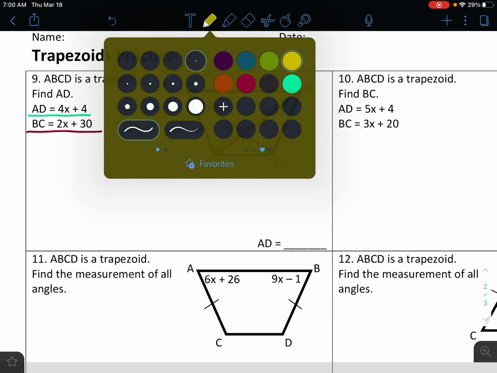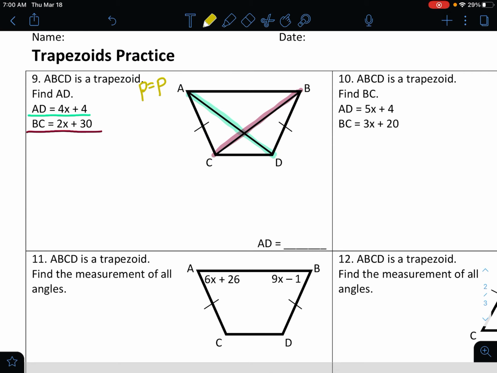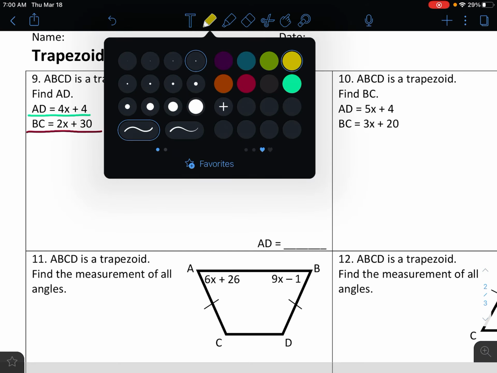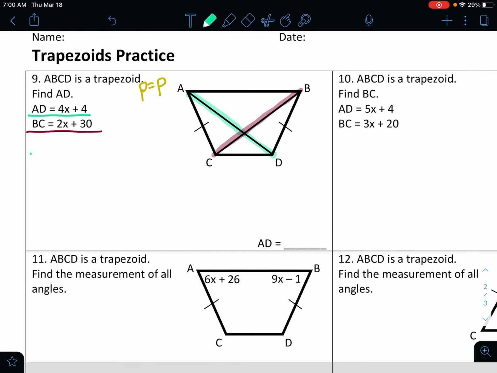So this is a part equals part problem. Okay, so let's go ahead and set this thing up. All right, type it in and solve, and see what you get. I'm going to solve it real quick here.